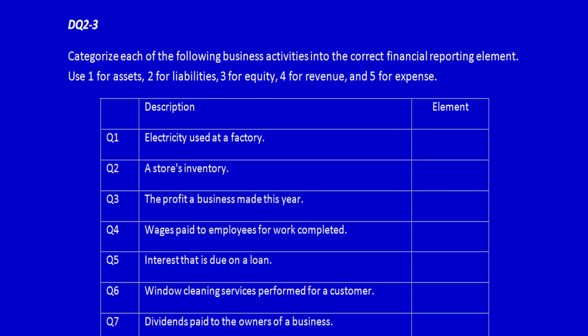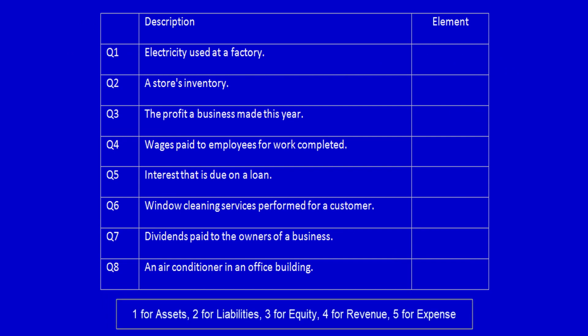Let's just move down so we can see the whole chart. So the first thing we have to do is read each one and decide, is it a statement, only one financial reporting element, or is it a transaction, two financial reporting elements? Electricity used at a factory. I don't know how they paid for this electricity. All I know is the word used. The word used is part of the definition of an expense. So I know electricity used at a factory is an expense, and the code for expenses in this question is 5.